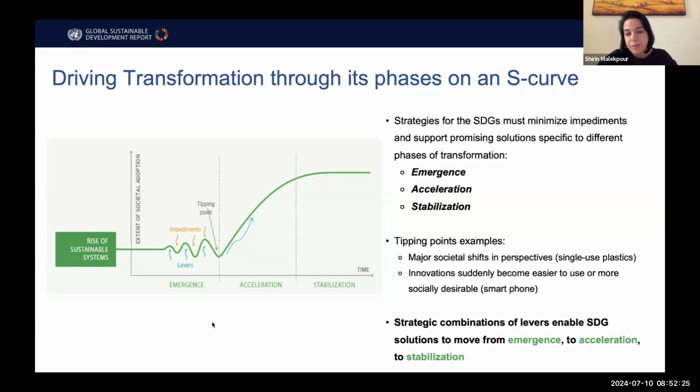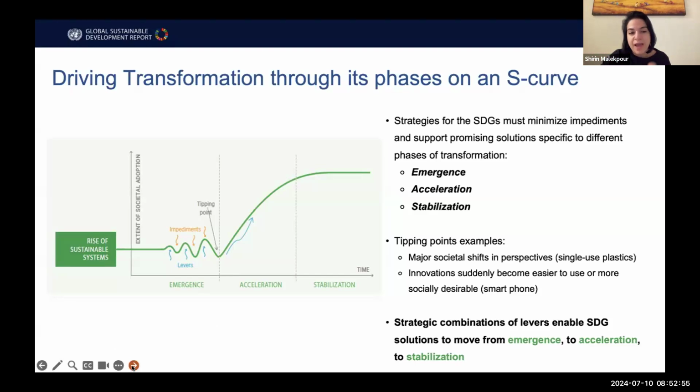This S-curve really helps us in thinking about where we are at in the transformation process in any given system at any point in time and in any context. And then what do we need to do in order to move to the next phase? So if we are in an emergence phase, what do we do to actually move to the acceleration phase? And in the report, we talk about a whole range of interventions that can help us move upwards on that curve and get from an emergence phase, for example, to an acceleration phase.